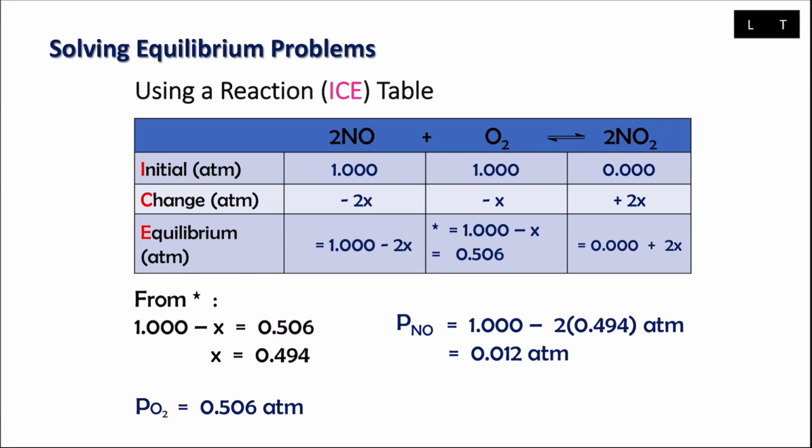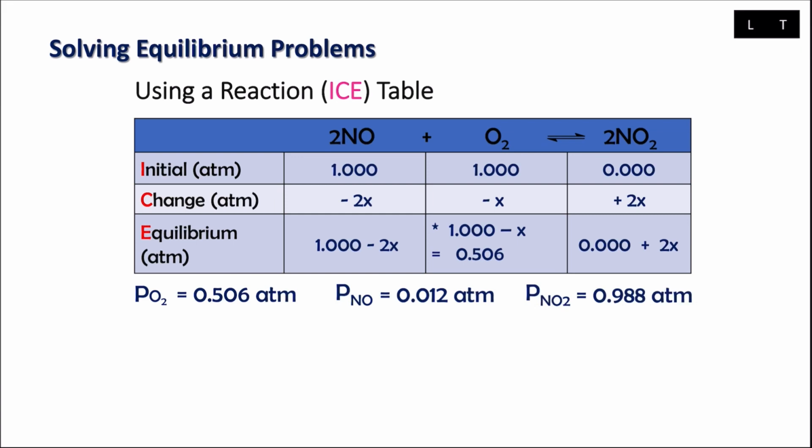Jangan lupa unit. And then seterusnya for partial pressure NO2 same goes, awak ada 2X, so dia akan darablah dengan value X awak akan dapat 0.988 atm. So from there I already got my value untuk partial pressure at equilibrium for all species.